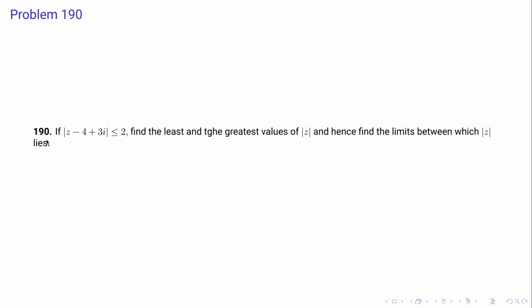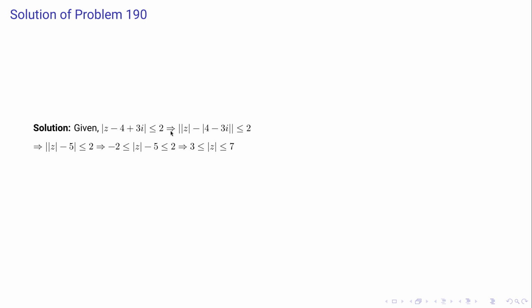Our last problem 190 says that if mod of z minus 4 plus 3i is less than or equal to 2, find the least and the, there is a typing mistake, greatest values of mod z, and hence find the limits between which mod z lies. So this is mod of z minus 4 plus 3i less than 2. So if you look at this in a geometrical way, then this represents a circle with center at 4 comma minus 3 and the radius should be less than 2.